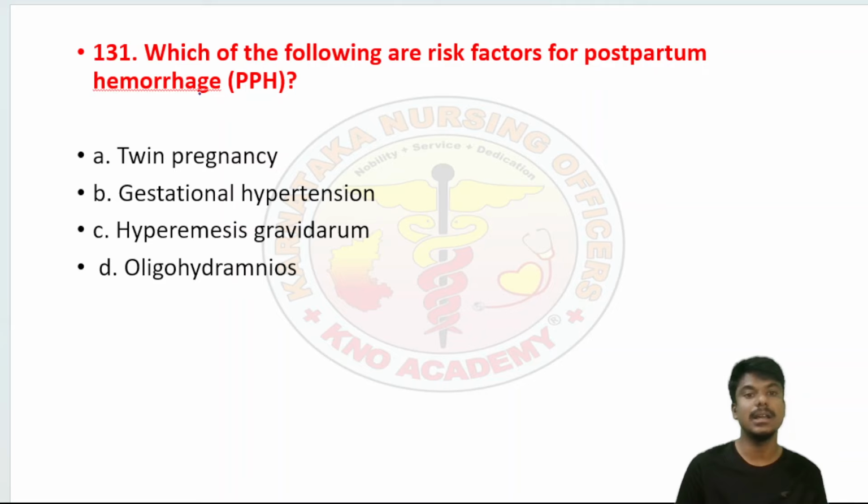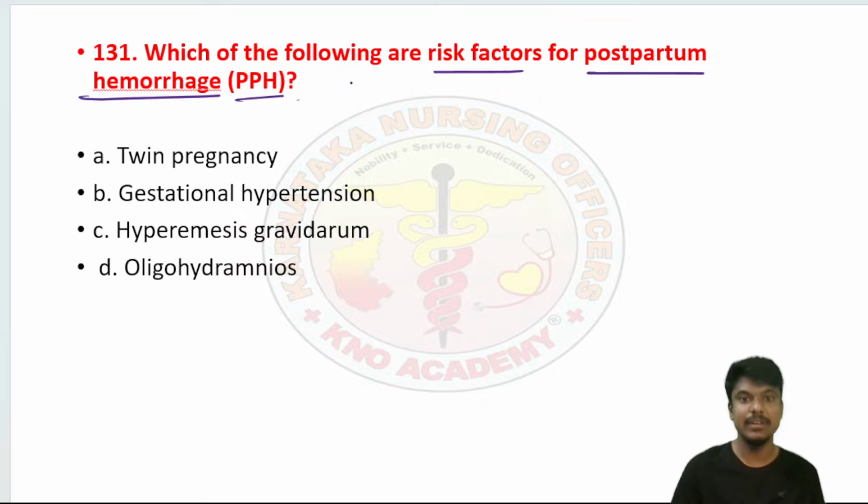So next question: which among the following is a high risk factor for postpartum hemorrhage? They have given you four options. The examiner is asking which among the given patients is at high risk for PPH. Here twin pregnancy is the right answer.